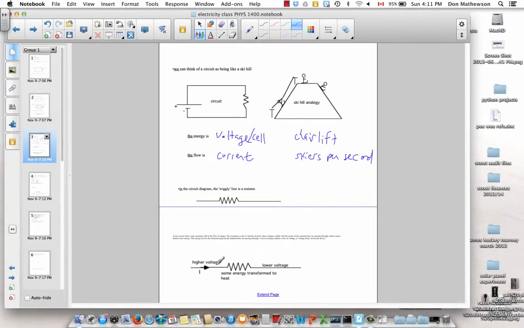Now, when the charges flow through, because of the collisions, some of their energy, some of their voltage is transformed to heat. So you go from higher voltage to lower voltage, but you don't lose any charge. So the current will be the same. It's the energy or the voltage that's changing.